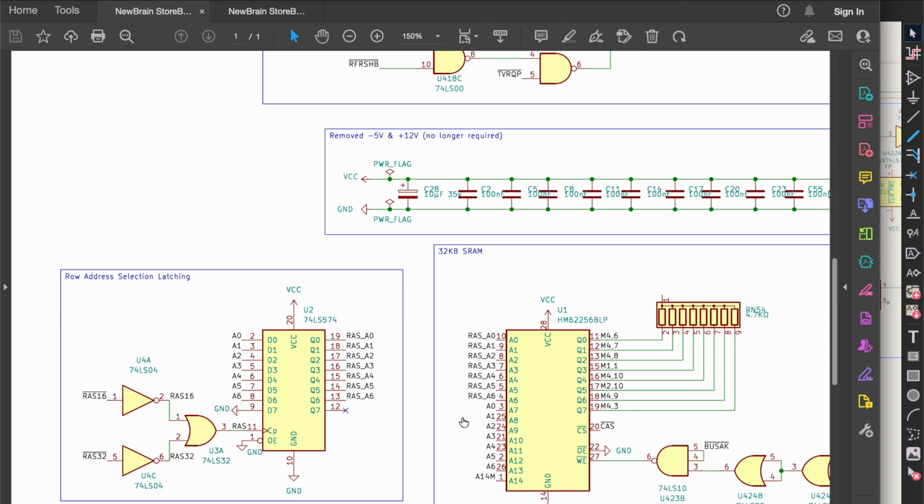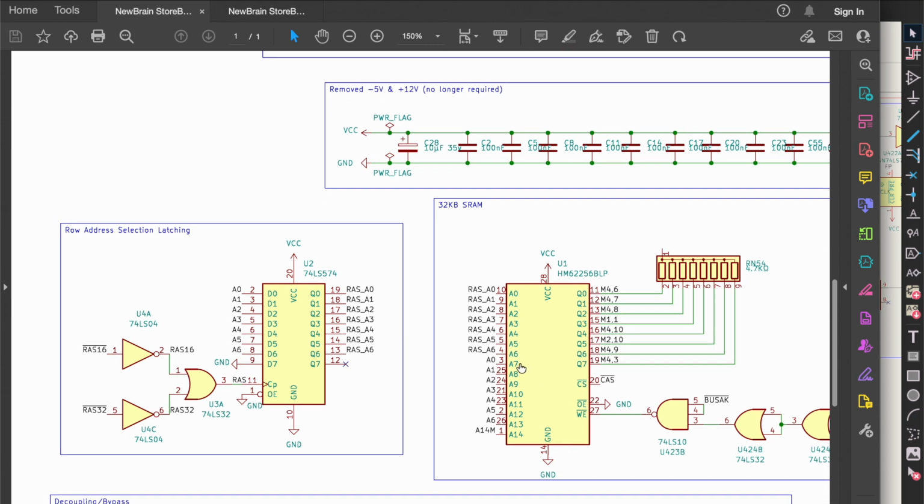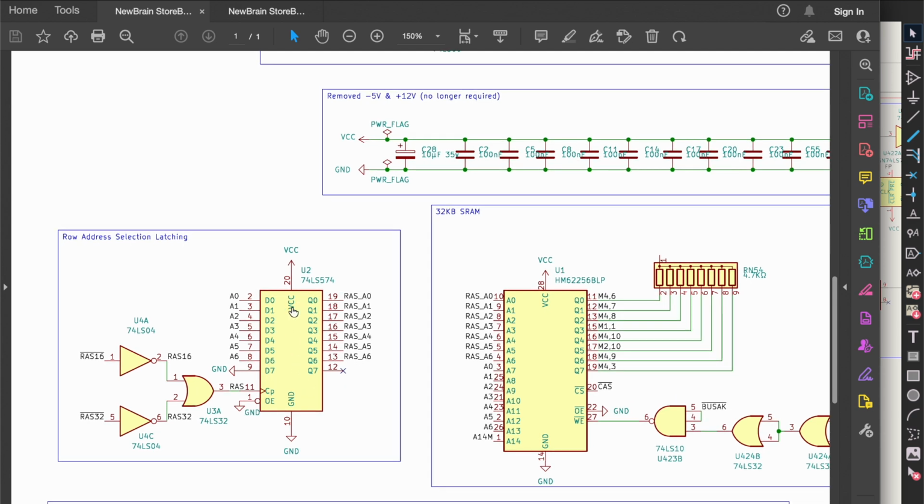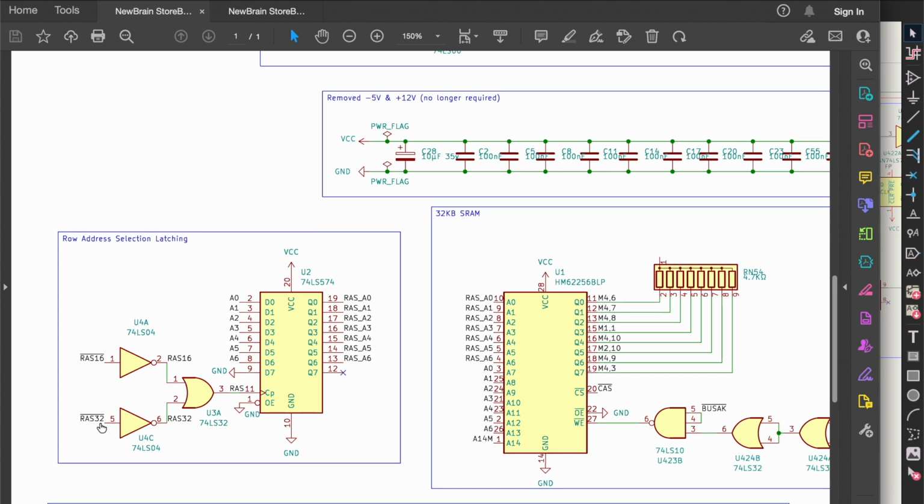So first of all, we're going from DRAM to SRAM. We need to demultiplex the address, the row address and the column address, so that they present at the same time on the SRAM. One way of doing that is to latch the row address. We've got a latch here that's clocked on the RAS signal. We've got 2 RAS signals, RAS16 and RAS32.